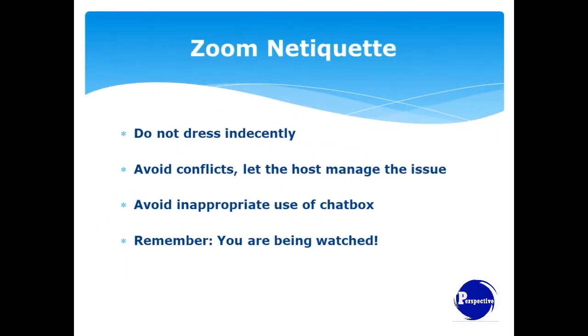The next thing is do not dress indecently. I have already talked about this. The reason I have put this for a second time is because if you wear indecent clothing, it means that you are offending the other participants in the Zoom session. Don't do that. The next thing is, sometimes it happens that in the middle of a discussion it gets a little heated and conflicts arise.